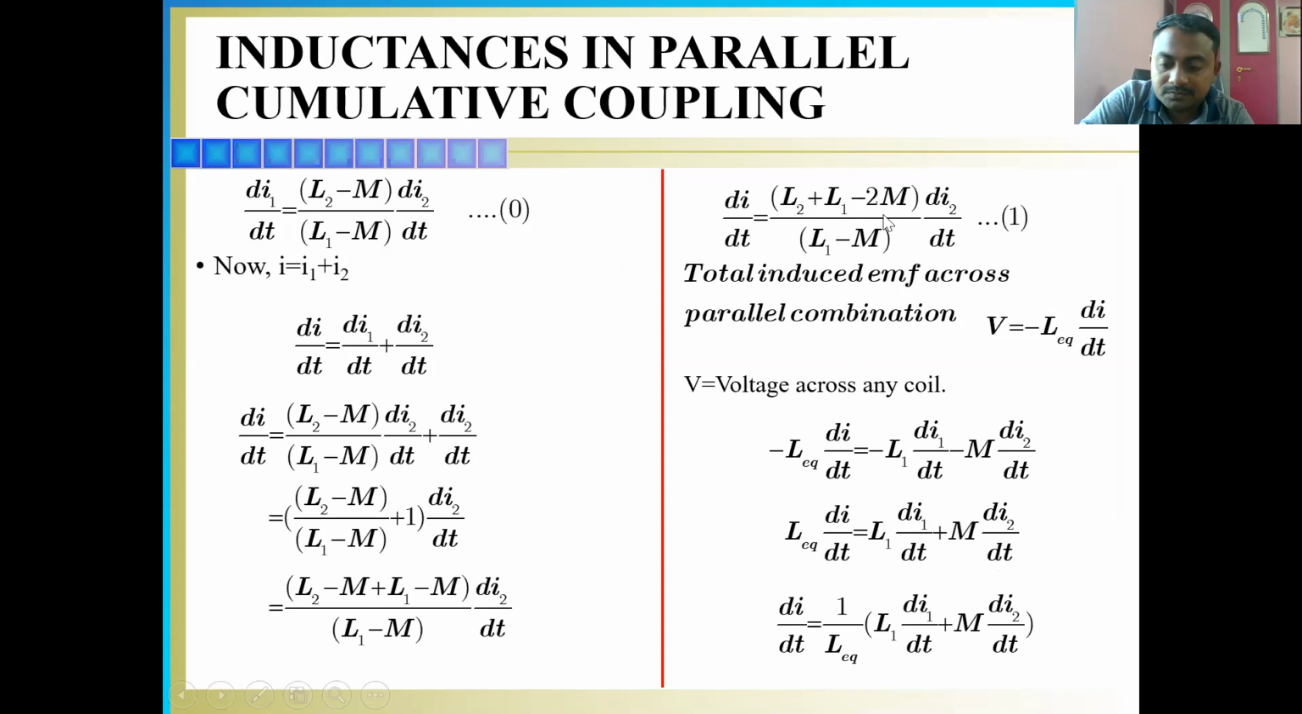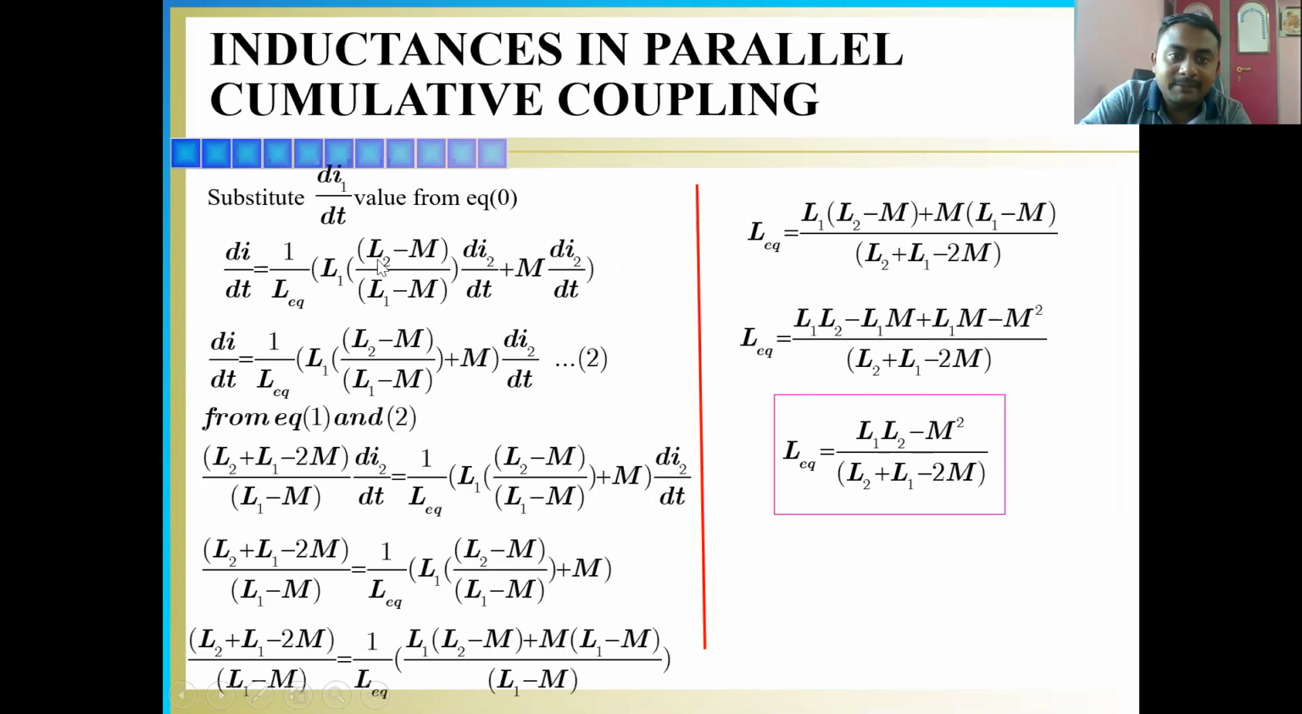value. So as we derived in equation 0, that is (L2 minus M) by (L1 minus M) into di2/dt. So I am substituting in place of di1/dt this value. Okay, so the value is in terms of di2/dt. So I'm taking di2/dt as a common factor, so that I will get di1/dt in terms of di2/dt. That is my equation 2.